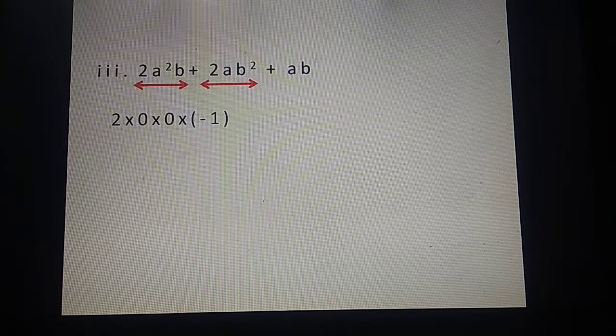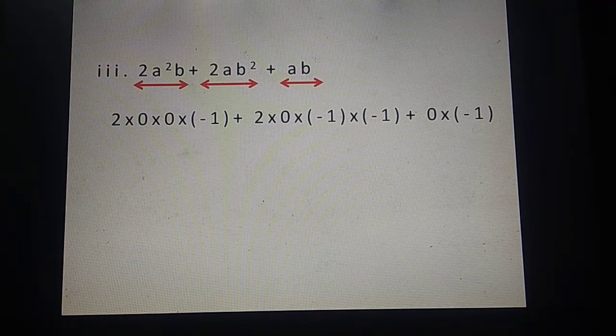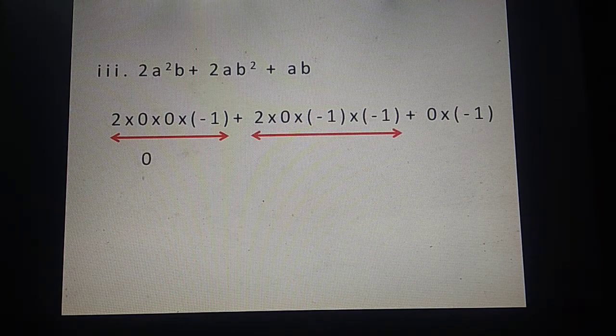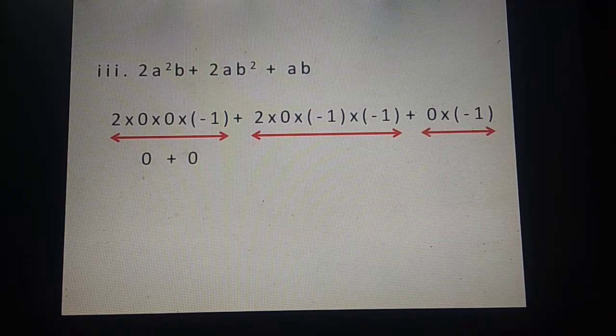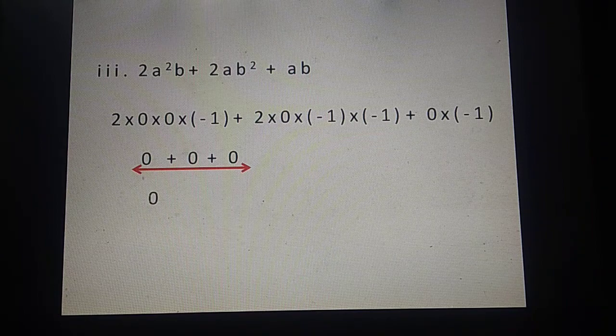Again, next term, first you will write 2, then a, then 2b. In place of a, you will write 0, and in place of b, you will write minus 1. Next is ab, multiply the two. Now, in each term, you will see while multiplying, one number is 0. So your answer is 0. The second term also answer is 0. Third term also answer is 0. Finally, the overall answer is 0.